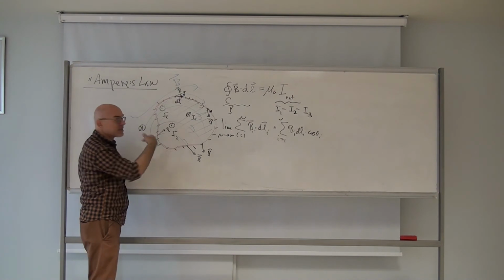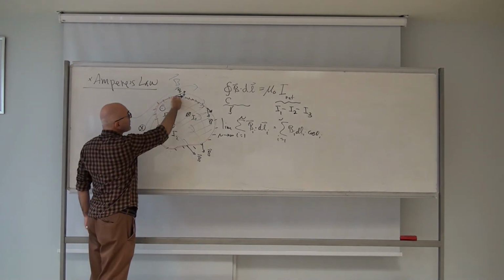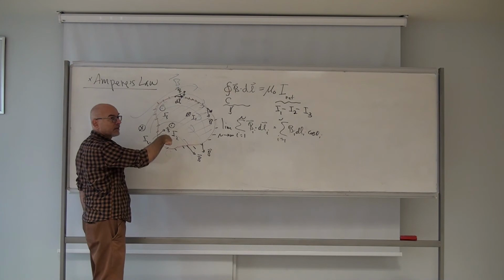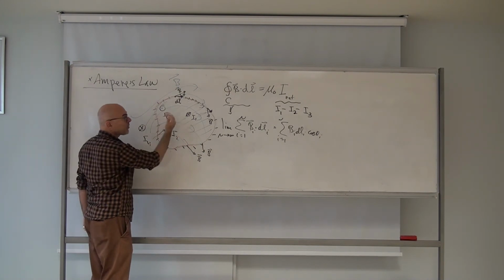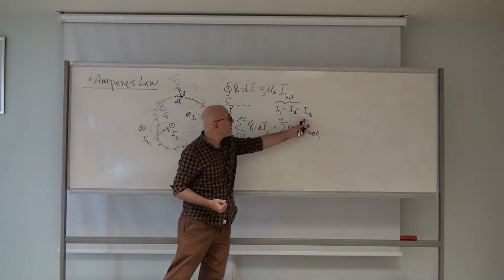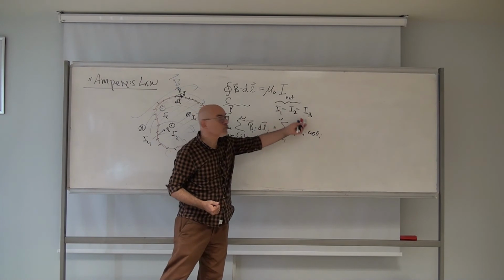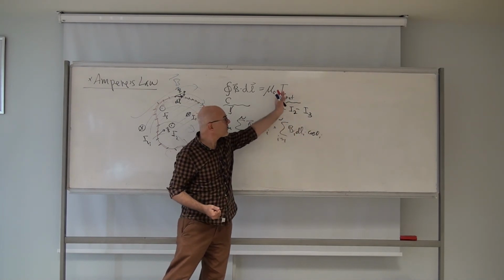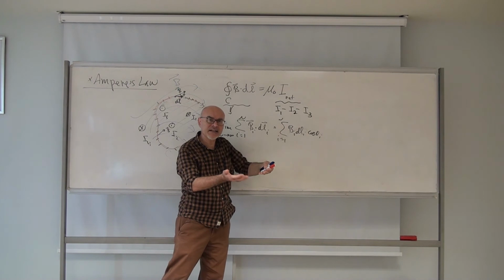Now, what happens? You might ask, what happens if I take the dLs in this direction? In this case, of course, the positive direction of the current will be out. Okay, so I will get minus I1 plus I2 plus I3. So I will have the whole thing on the right side multiplied by a negative sign.